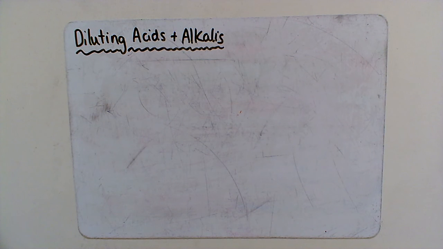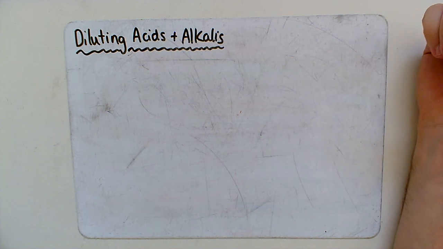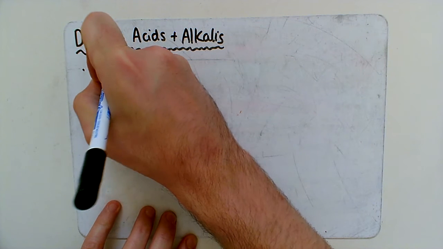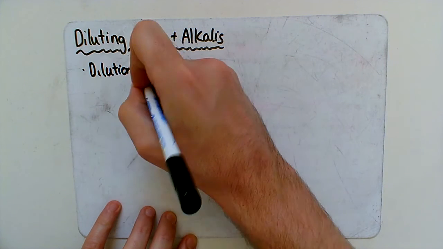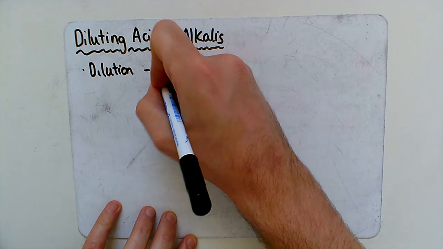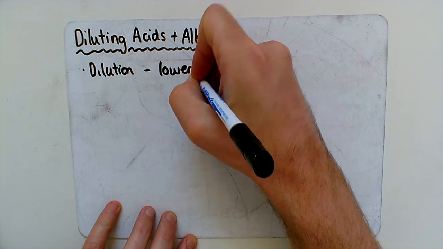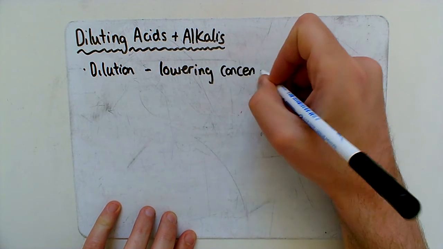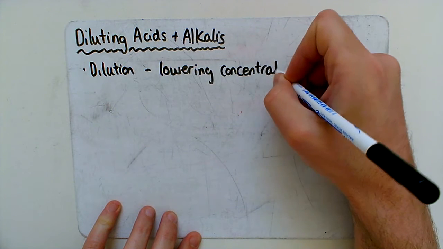Today we're going to look at what happens whenever we dilute acids and alkalis. Now dilution, that just means lowering the concentration. And one way that we can do this is by adding water.